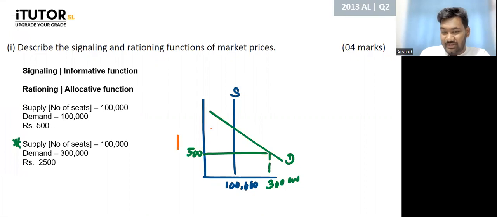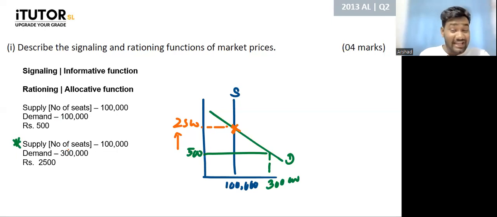So when the price went up, what happened? Some people can't afford this. They can't afford 2,500 tickets. So as a result, the quantity demanded comes down. Now at this price of 2,500, the demand and supply are both equal. That is what you call the rationing function. So how does price perform the rationing function?